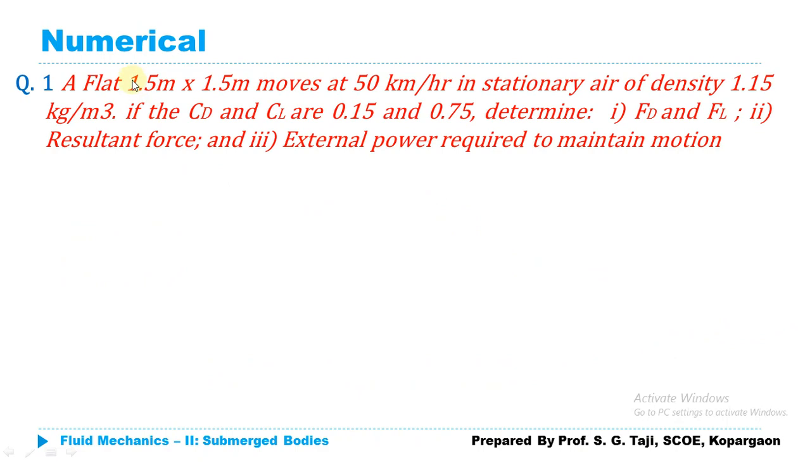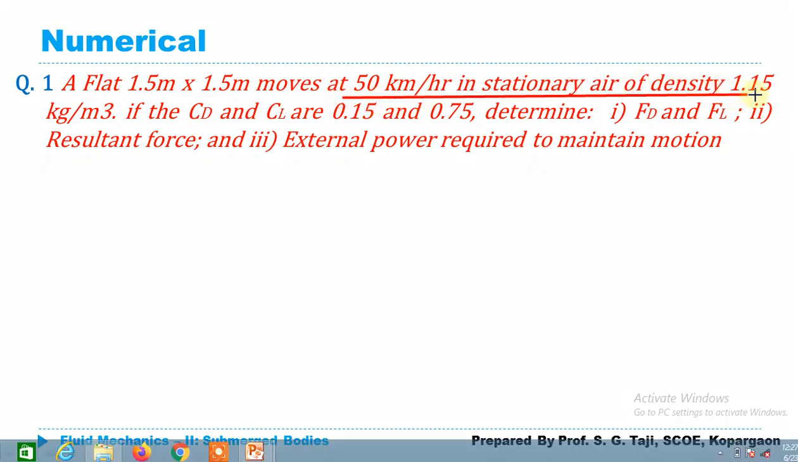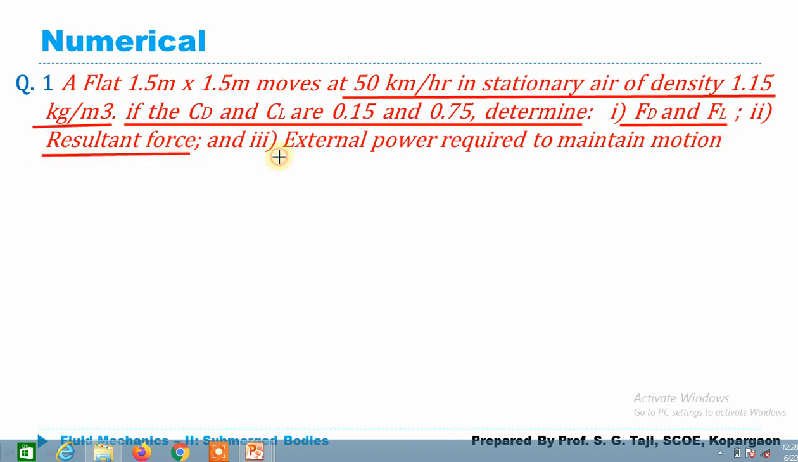A flat plate having area 1.5 meter by 1.5 meter moves at a speed of 50 kilometer per hour in stationary air. The plate is moving in stationary air which has density 1.15 kg per meter cube. If CD and CL are given as 0.15 and 0.75, then determine the drag force and lift force on the plate, the resultant force on the plate, and the external power required to maintain that motion. So how much power we require to maintain the motion of the plate at 50 kilometer per hour. Let's solve this numerical.